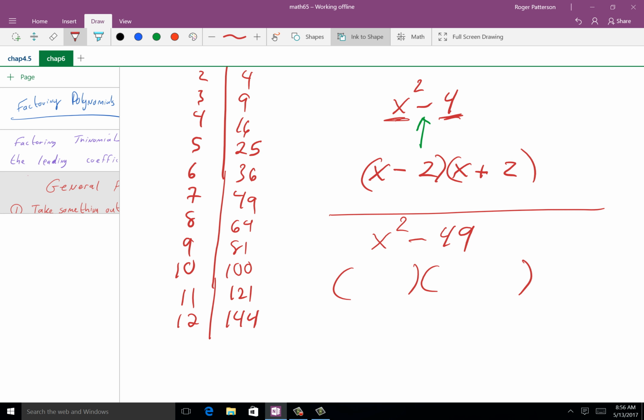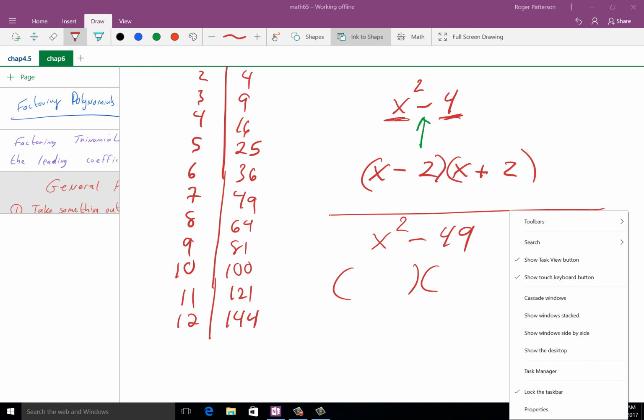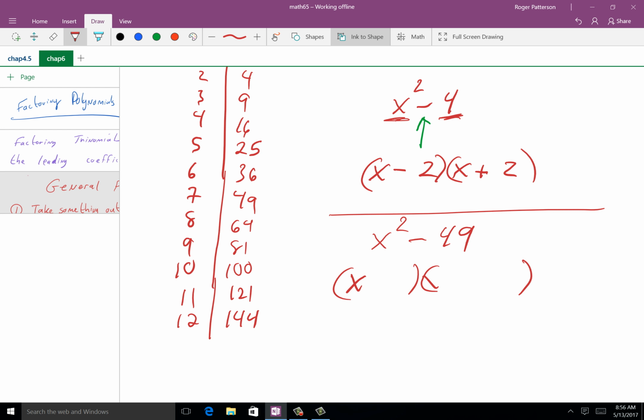Okay, again, this is a difference of 2 squares. Obviously the x squared is going to drop down there. And what's the square root of 49? 7. And one of them's got to be a minus, one of them's got to be a plus. So does the plus and minus matter on which side it is? Nope. As long as it's one of each.